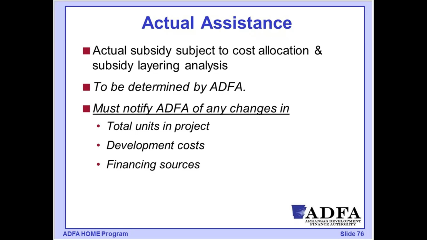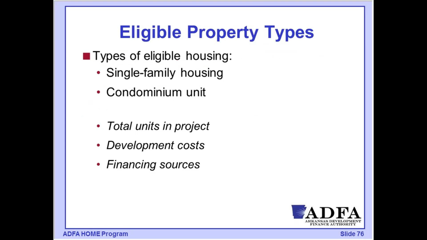Because ADFA is handling some of the required underwriting and cost allocation process, they need to be made aware of any changes that occur in that project. So if the total number of units that were going to be addressed, or the development costs, or the financing sources change, so maybe some additional funding is made available, or there's a reduction in some case, ADFA needs to be notified because they may need to recalculate and recheck those numbers to make sure that they're still in compliance with that project that's changed a little bit.